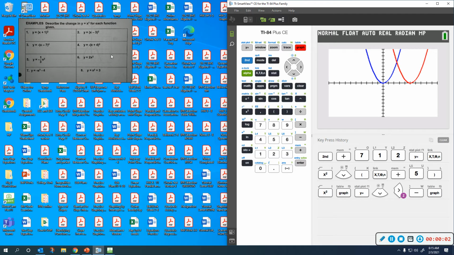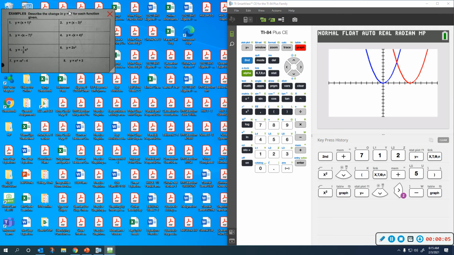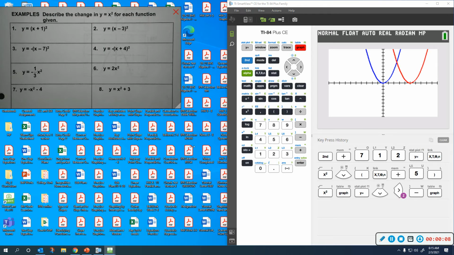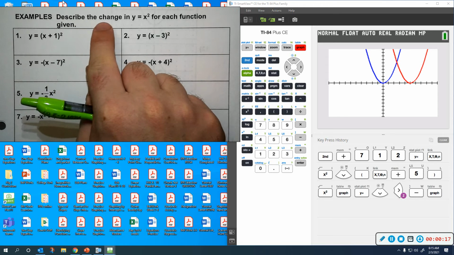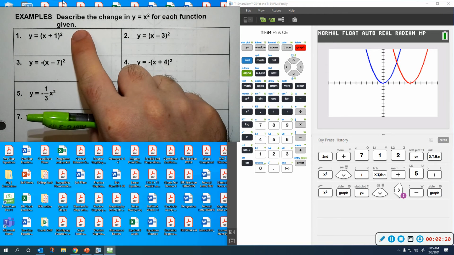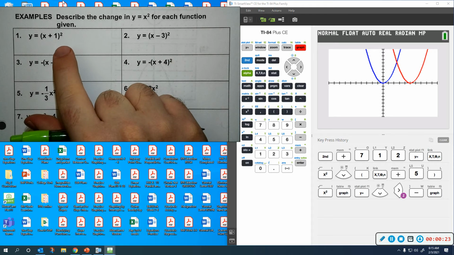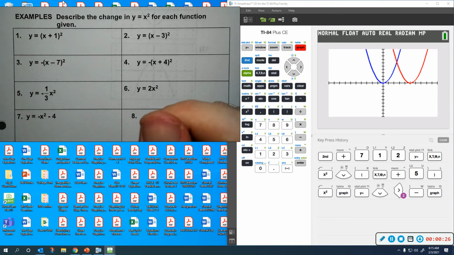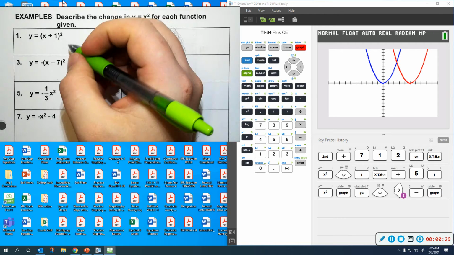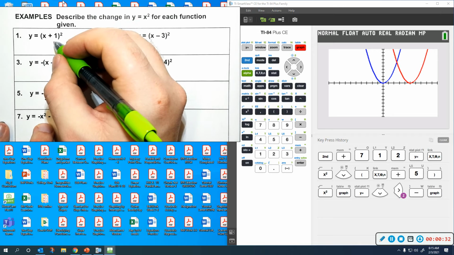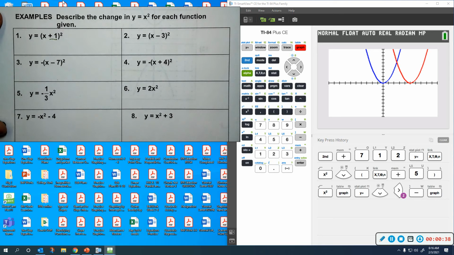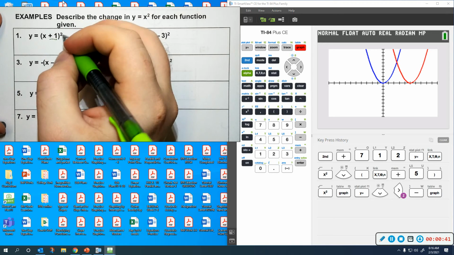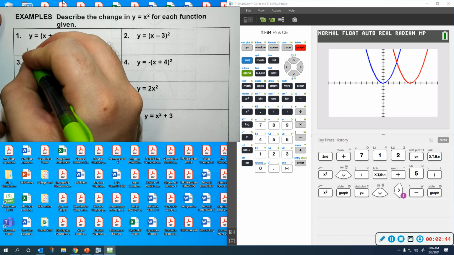All right, now on the bottom part of the notes, this is very similar to what you're going to do on your assignment today. So make sure you pay attention because part of it is going to say describe the change in y equals x squared for each function given. Now, if it helps, you can graph these, and I'll graph a few of them, but we're going to discuss most of them. This first one, it says x plus 1, and it's in parentheses, and it's squared. Remember, you see that plus 1, x lies, so it's really going to the left one.